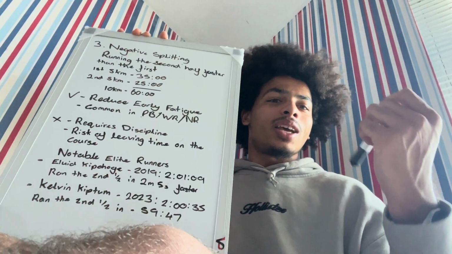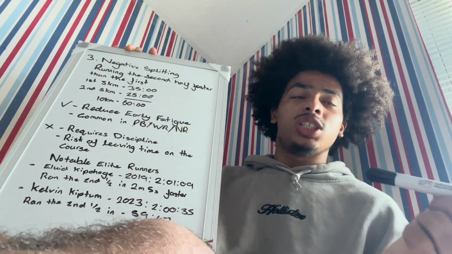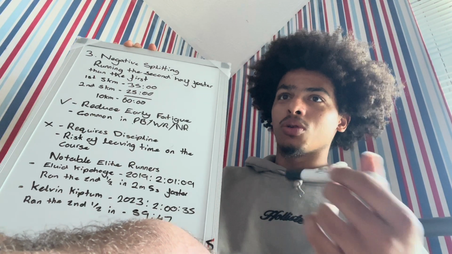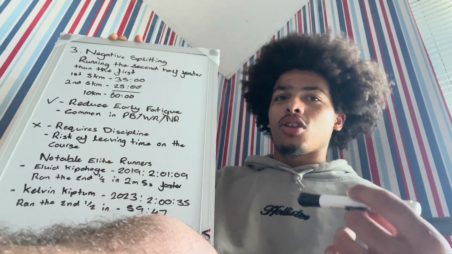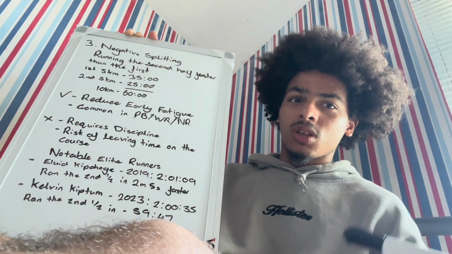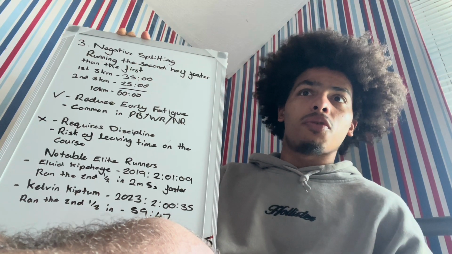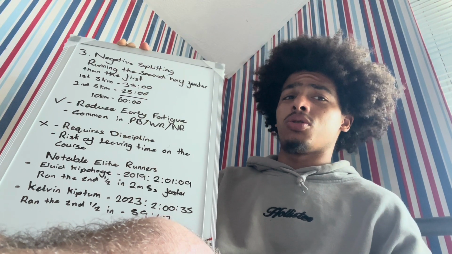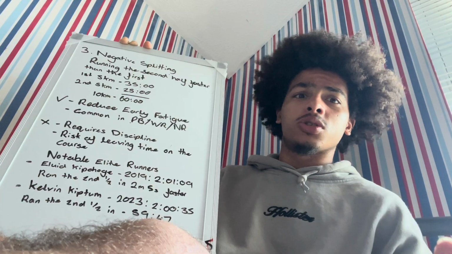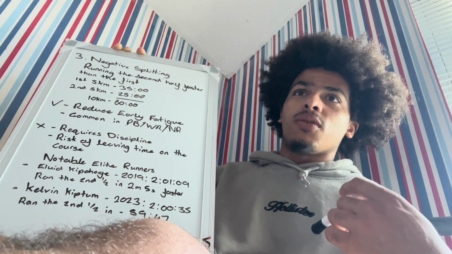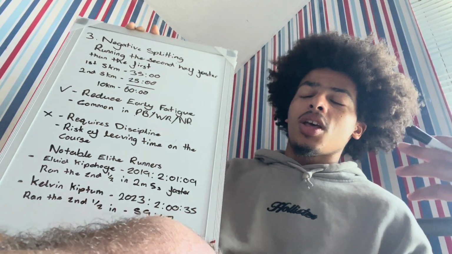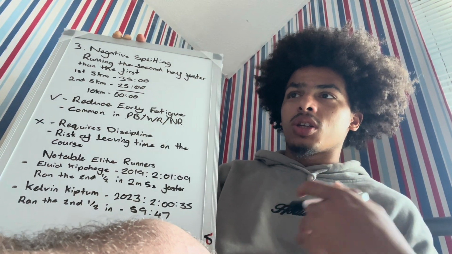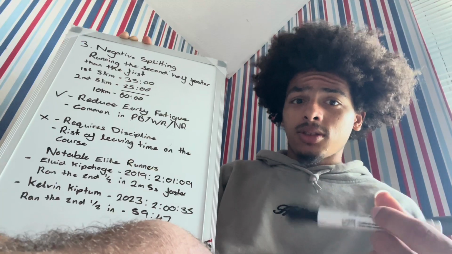And the second one is the risk of losing time on the course. So what I mean by this is you could be holding yourself back too far. If you hold yourself back too far, you could risk losing time. So if you feel good from 6k onwards or 4k onwards or something like that, and you feel like you can push on and maintain that pace or increase it, just have a go, because we all learn from mistakes.